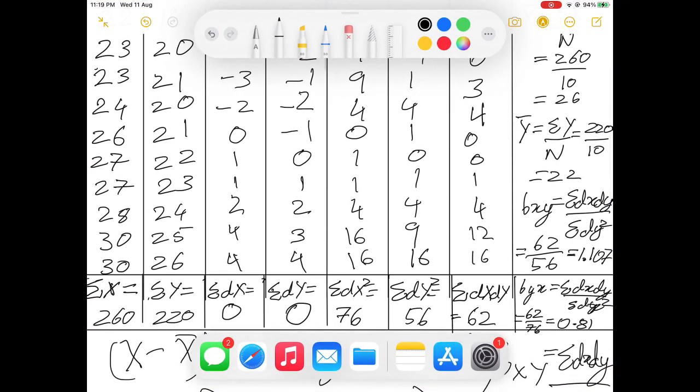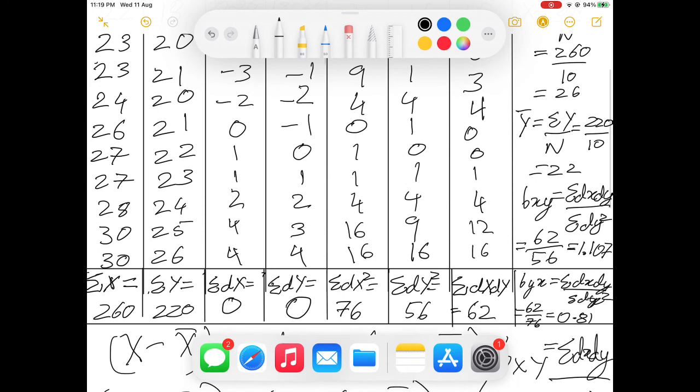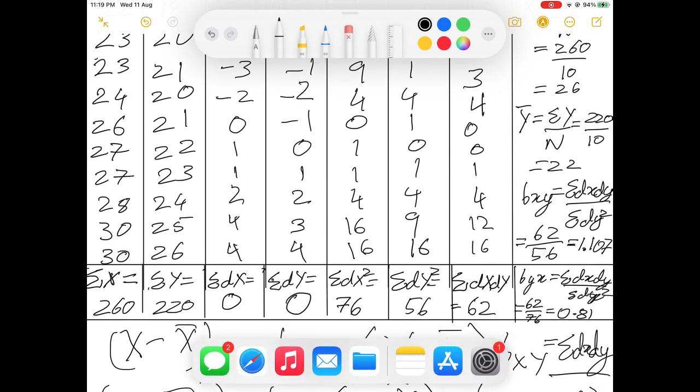So for the first one, actually we are not solving the regression equation. Let's take a look at the question paper again. One second.